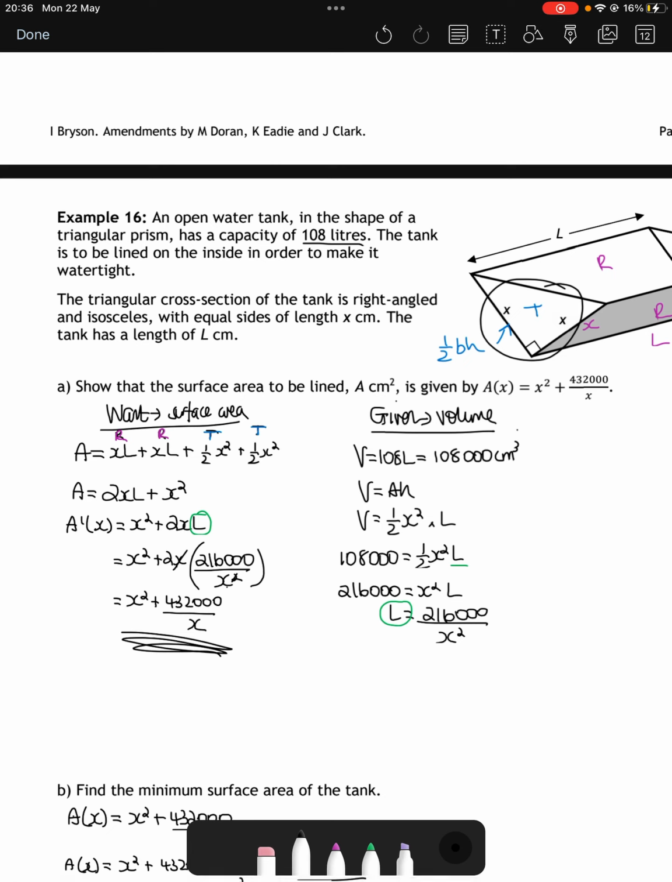So if there's 2 bits of information given to you, like one, something you're looking for, and something that you're given, try and kind of break it up into your 2 points. Why have they given you the volume? They've given you the volume so we can get an expression for this unknown length L, because you only want your formula to be in terms of x, and then think about how do you get the surface area, get it to a point you're happy with, and then use the information that they give you to feed that back in.